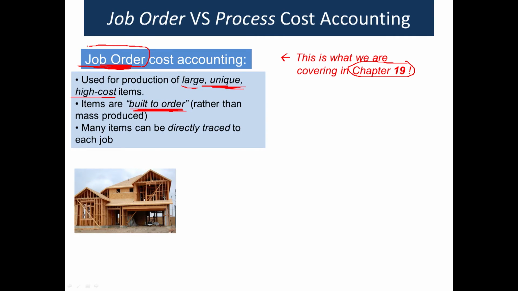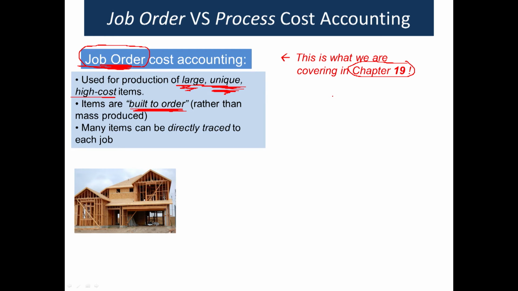Now think about it, Blake. That house that your folks had built, there is not another house like that in the entire world, right? Right. Now it may be a similar floor plan, but their choices of wallpaper and paint and cabinet knobs and hinges and all that sort of stuff, I think it's safe to say that it is unique, and there's not another one like it in the whole world, right? Right. Going back to the slides, that's an example of something that would be produced in a job order cost accounting system. It was a large item, it was unique, and certainly was high cost, I'm assuming, right?